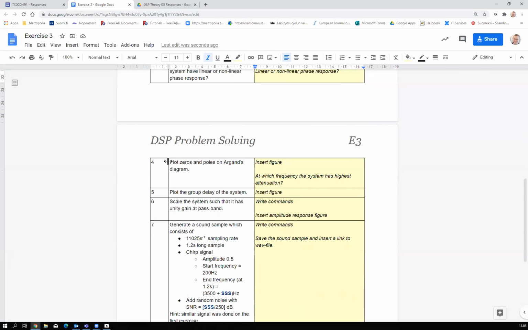The fourth part, zeros and poles of the system. And then from the zero-pole plot, you can determine at which frequency the system has highest attenuation, by actually calculating the locations of the zeros. You can pinpoint exactly what is the place where the system attenuates the signal the most. You just need to find the complex angle and transfer that into the real frequency axis.